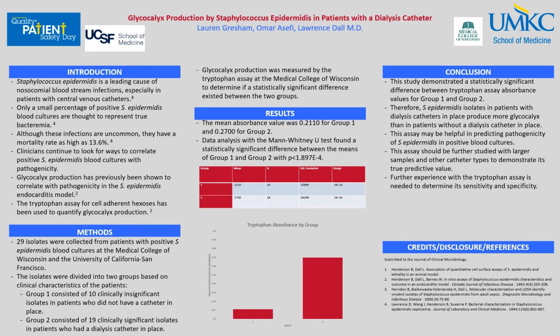So clinicians continue to look for ways to correlate positive staph epidermidis blood cultures with true pathogenicity so that they can determine which patients actually need to be treated. Glycocalyx production has been previously shown to correlate with pathogenicity in the staph epidermidis endocarditis model, and the tryptophan assay for cell-adherent hexoses has been shown to quantify glycocalyx production in the laboratory.